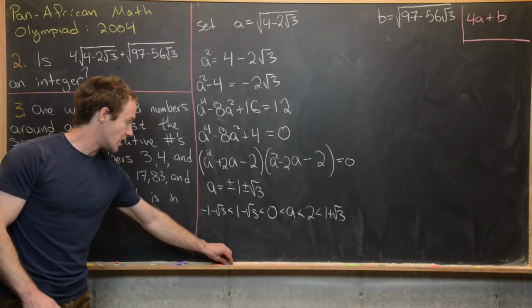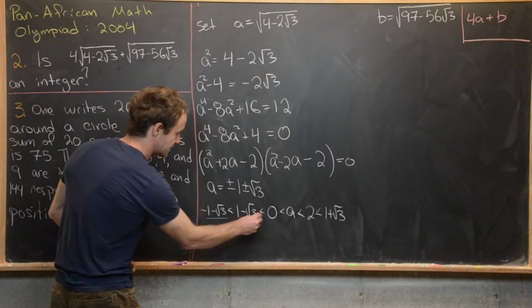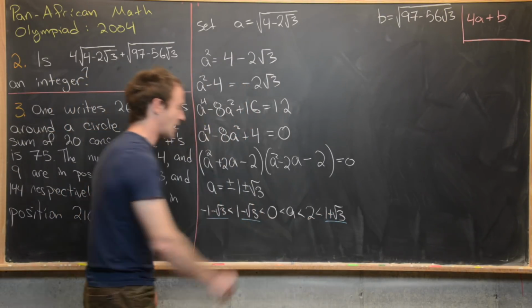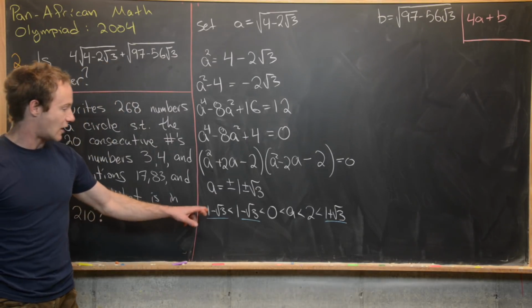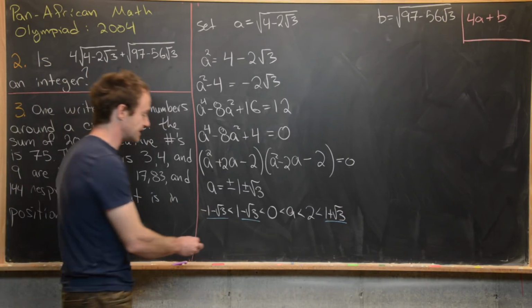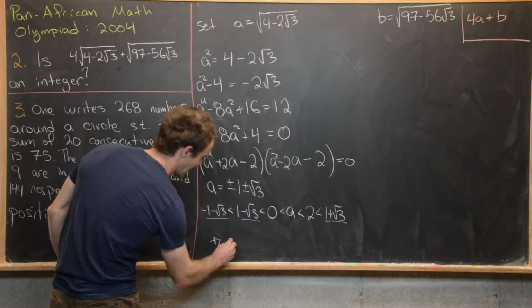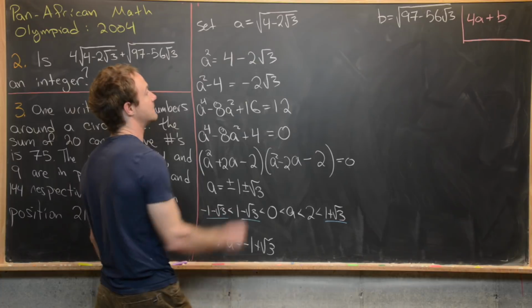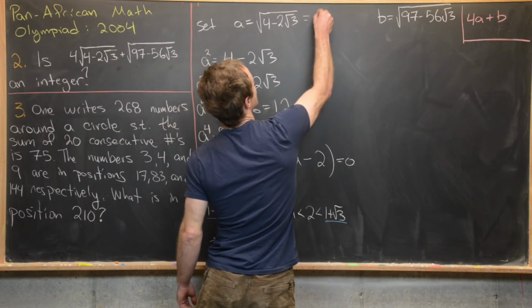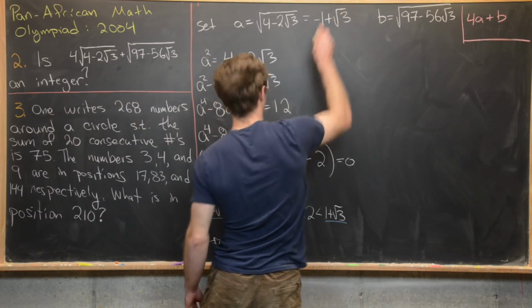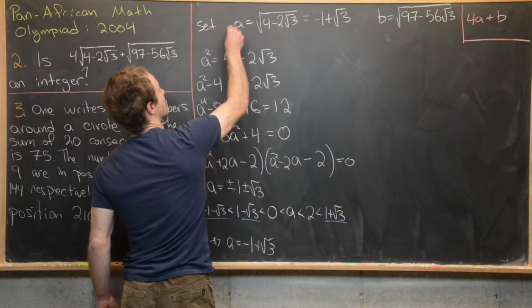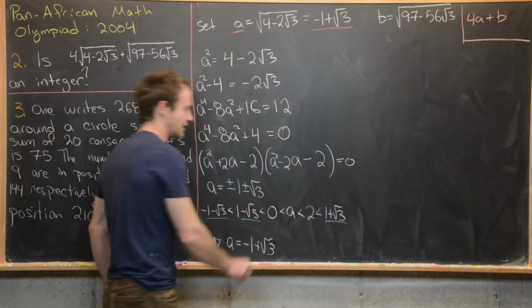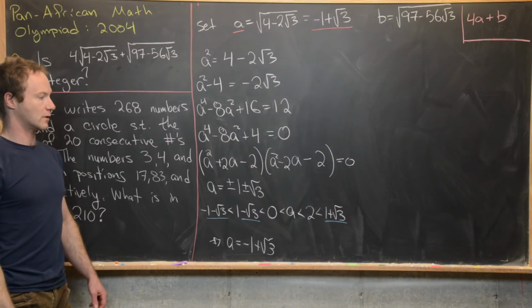So notice we've got 1, 2, 3 of these possibilities ruled out by this inequality, which gives us one possibility left, and that is A equals -1 plus the square root of 3. So let's maybe bring that up here, -1 plus the square root of 3. So we've got our value for A decomposed in a more useful form.